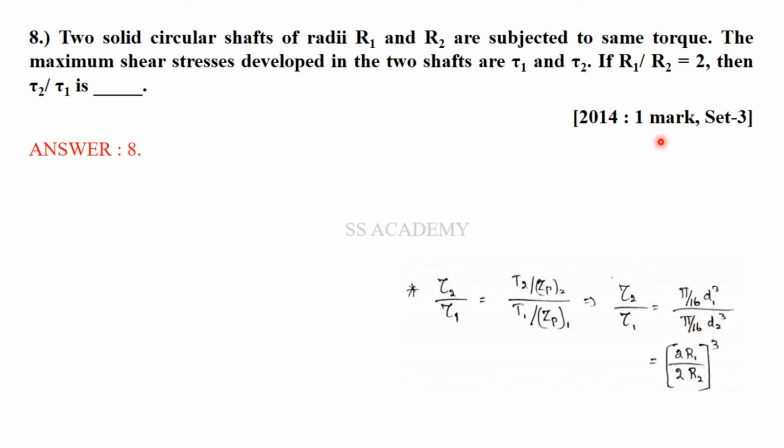So we know that R1 by R2 is equal to 2. So we are converting this diameter into radius. Pi by 16 cancels out. And instead of D1, we are substituting 2R1 divided by 2R2 the whole cube. So you'll be getting R1 by R2 the whole cube. R1 by R2 is given as 2. So 2 the whole cube, it will be 8.